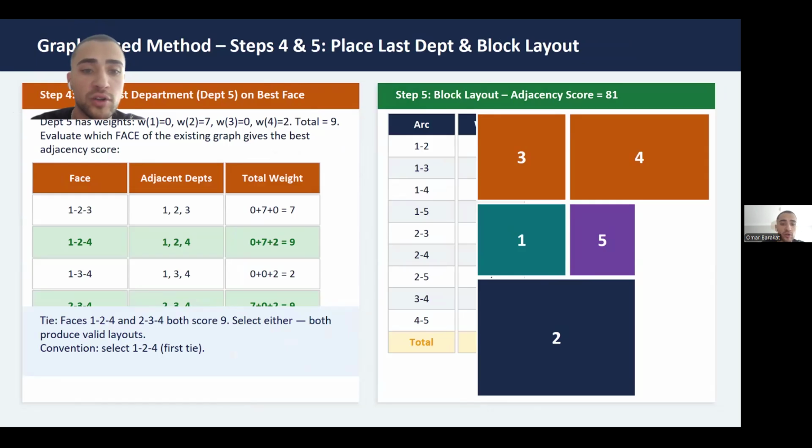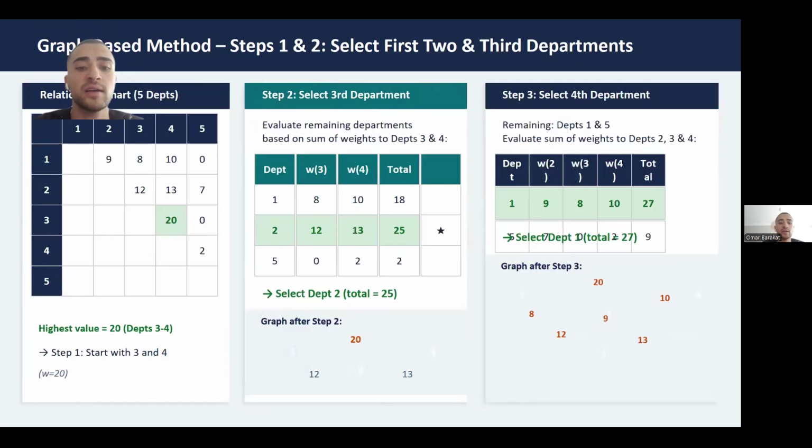Now, when we get to step 3, select the fourth department. Now we have departments 2, 3, and 4. For each remaining department, sum all the weights, as you can see here, to the three placed departments. When we do this, we select Department 1. Department 1 scores 27. The new node for Department 1 must be placed on a face of an existing triangle. Make sure you don't forget this.